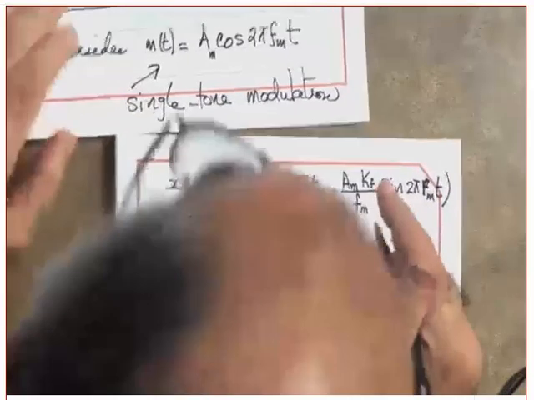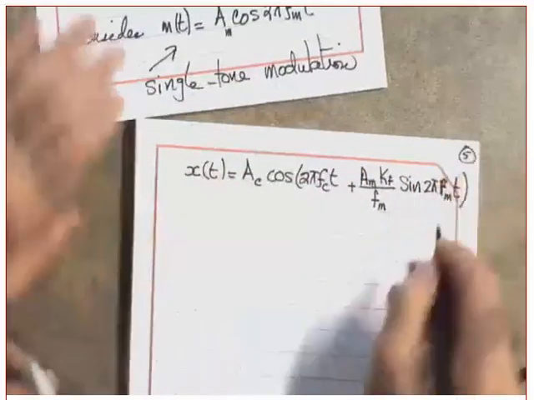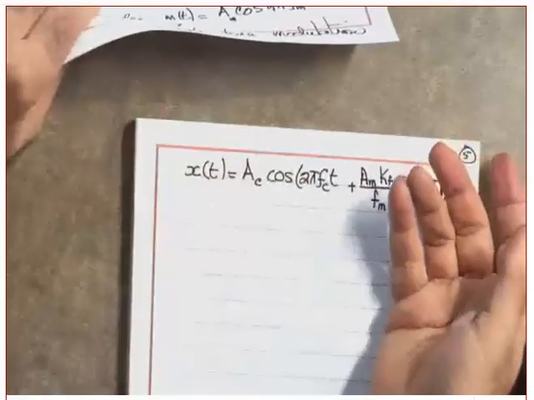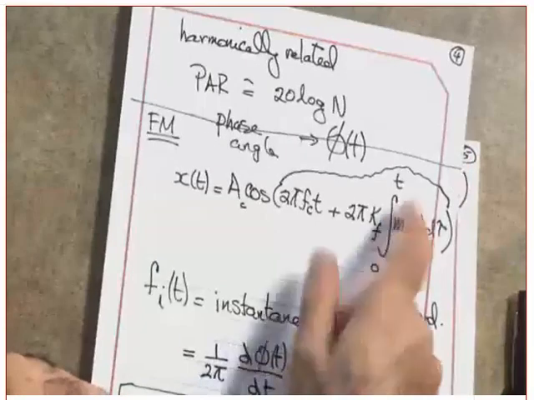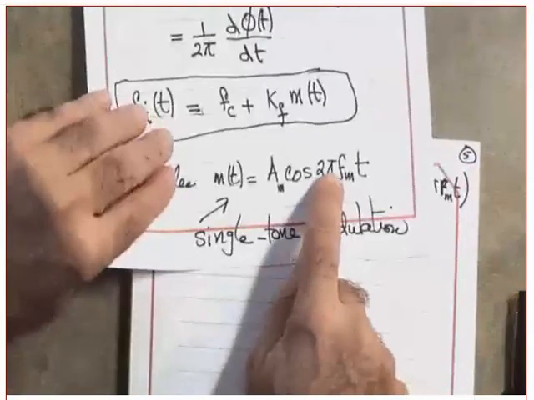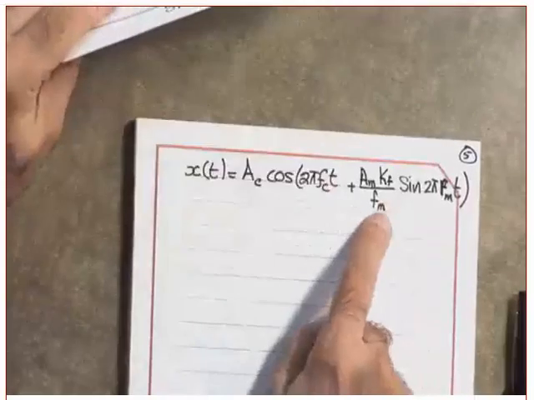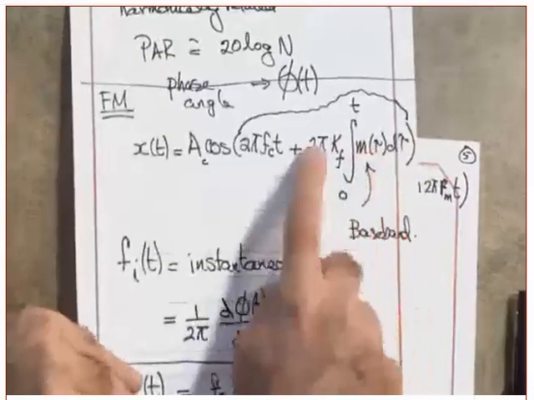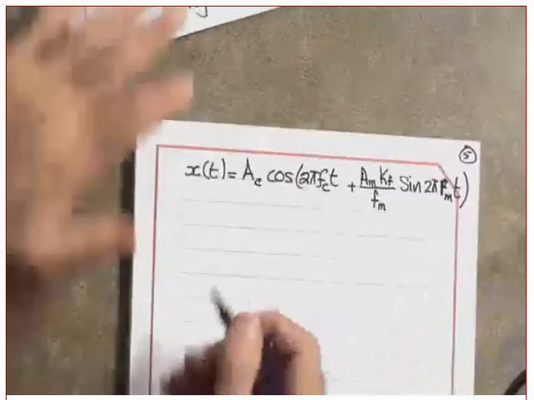Did you lose me? Did you answer where the sine came from? The sine is the integration of a what? Of a cosine. What happened to this 2 pi? The 2 pi cancels with what? 2 pi. F M is in the denominator, and the A M K F is in the numerator. Clear?